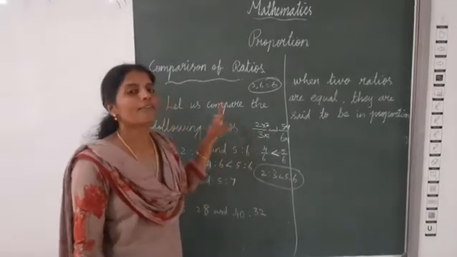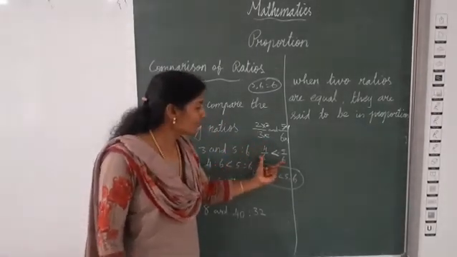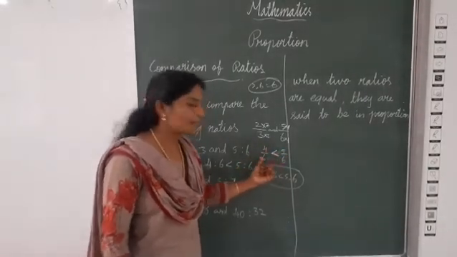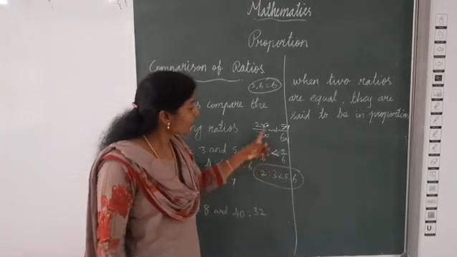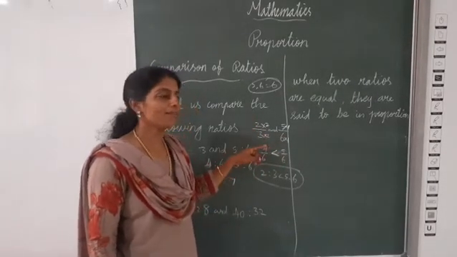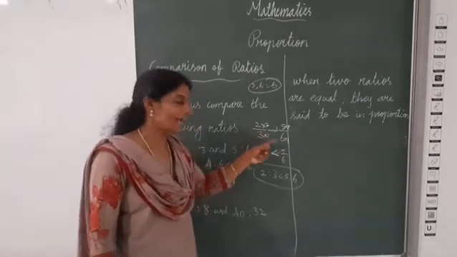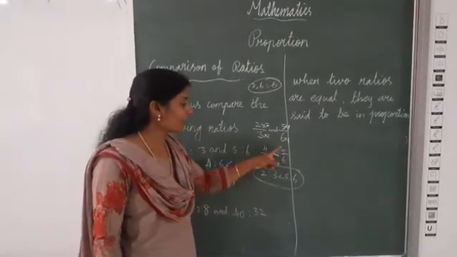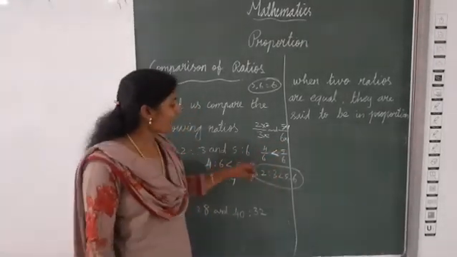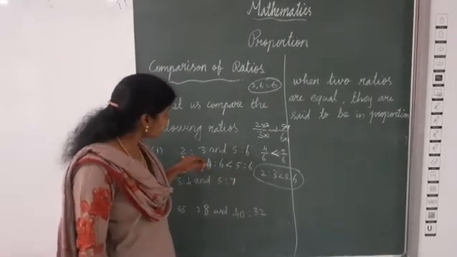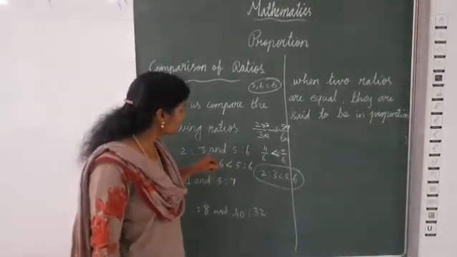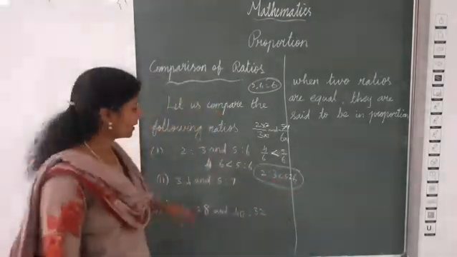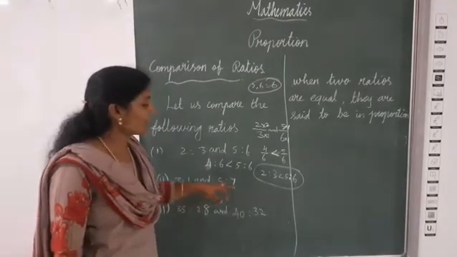First we write in fraction form. With the same denominator, we compare the numerators to see which is greater. But here the denominators are different, so we take the LCM and change the denominators to the same. Now we can compare the numerators, and 5/6 is greater. So 2:3 is less than 5:6. Okay. Now 3:4 and 5:7.